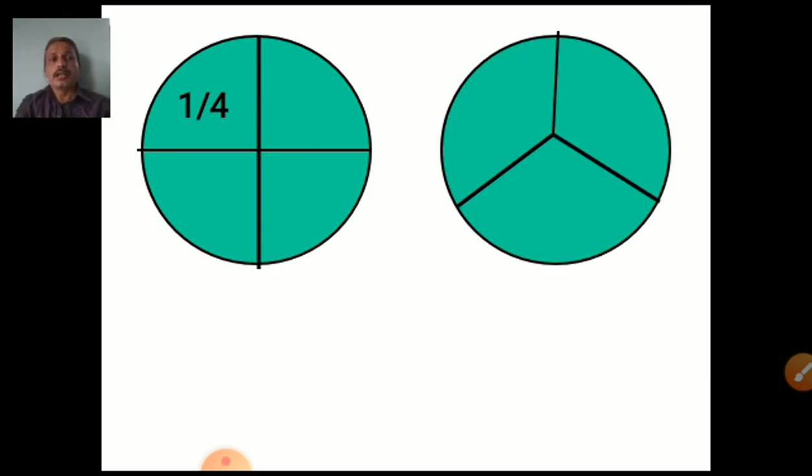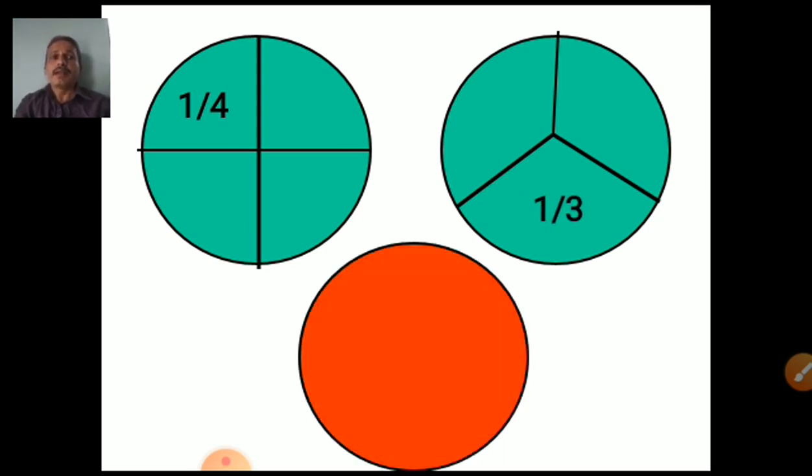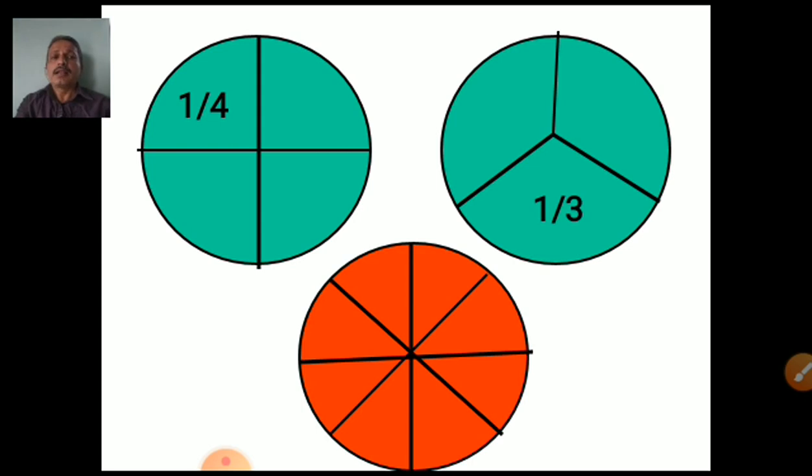Suppose there are 3 children. So cut it into 3 pieces. Each will get 1 upon 3. In the same way, whenever there are 8 students, each will get 1 upon 8 of that thing.